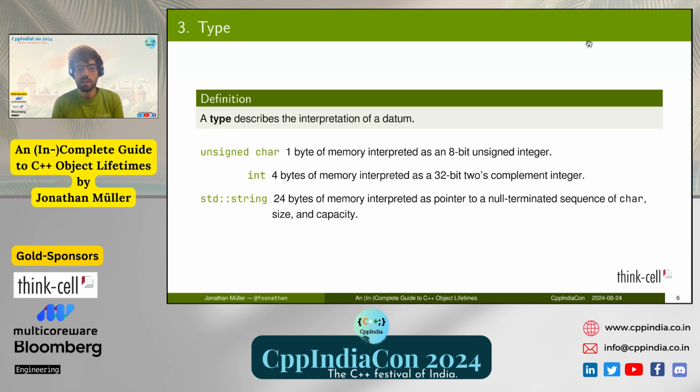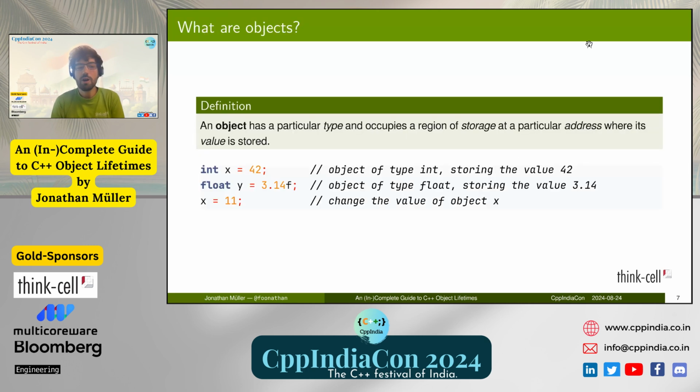For example, string means we need to take 24 bytes and interpret those as a pointer, which in turn has additional invariants, a size and capacity. So that is a type. And now an object is something that has a particular type, occupies a particular region of storage at some address, and in that storage, it stores a value. So for example, here we have an object X. It has type int, and it stores the value 42 at some address in our program. We also have an object Y. It's a float, and it stores the value 3.14. And then we can change the value stored at the address associated with X to 11. Now, those are objects.